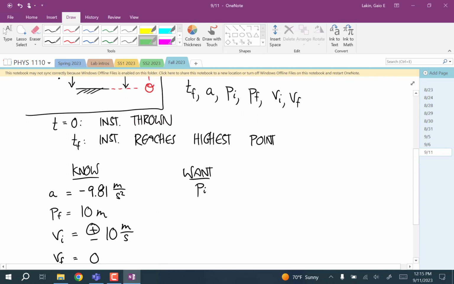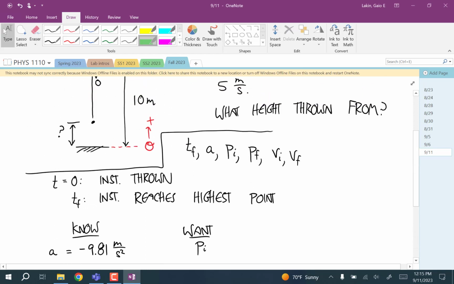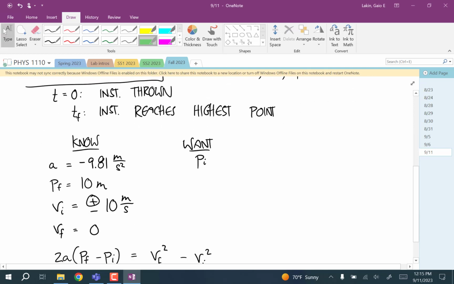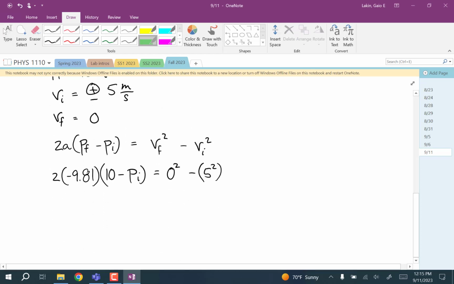I used the wrong number for this, didn't I? The initial velocity isn't 10 meters. The initial speed isn't 10 meters per second, it's 5. Okay, so 5 squared. So this is negative 19.62 times the quantity 10 minus PI is equal to negative 25.